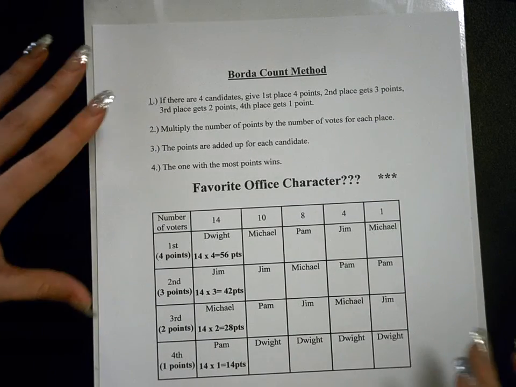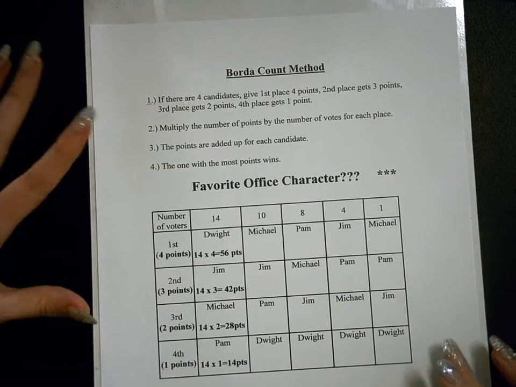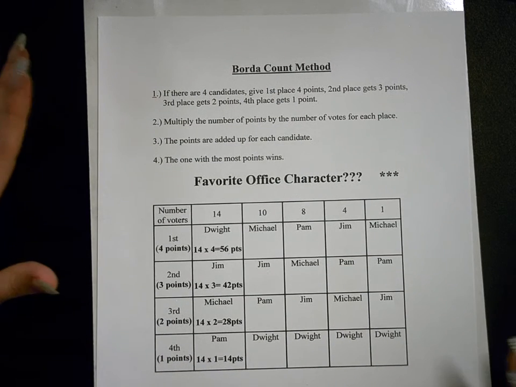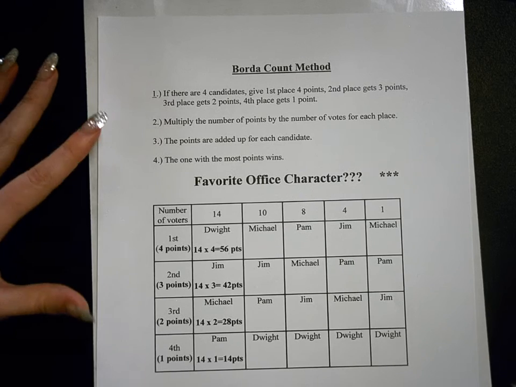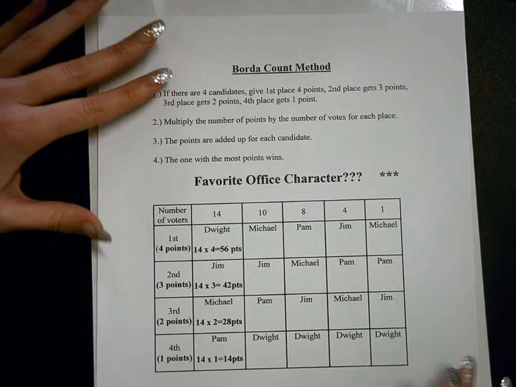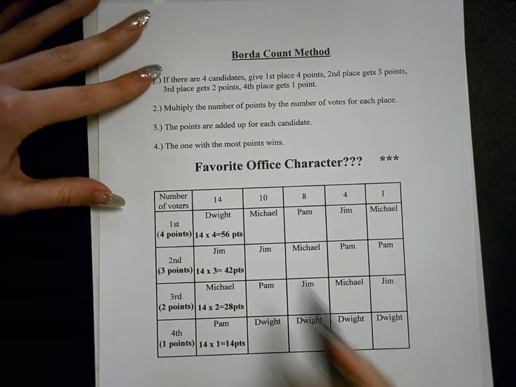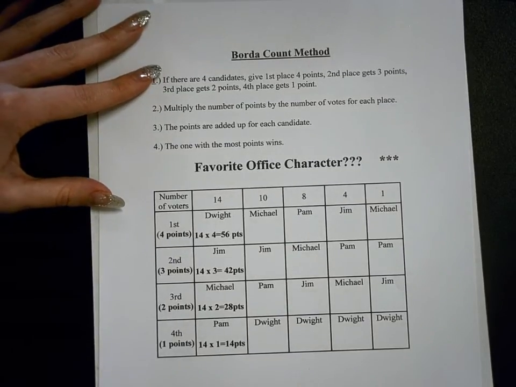So let's go ahead and take our favorite office character preference schedule, and let's just work out the problem and determine who the winner of this election would be. So we already did the first column, everything's here. So let's go ahead and work on the second column. So we still need to fill in all of these cells.